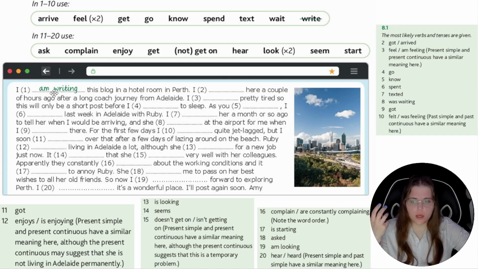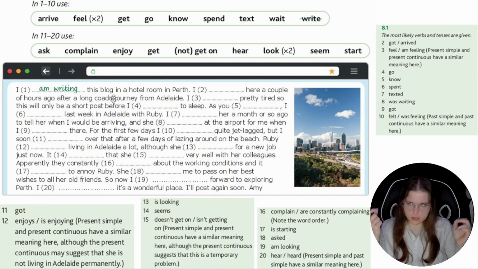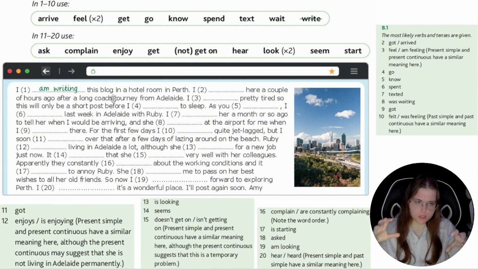a week ago, a month ago, and so on. We have to use past simple here. After a long journey, bus, like on the bus, by bus. On the bus if we are on the bus right now and we can walk, but by bus if it's just a type of transport to use. From Adelaide, I am feeling pretty tired, so this will only be a short pause before I go to sleep.